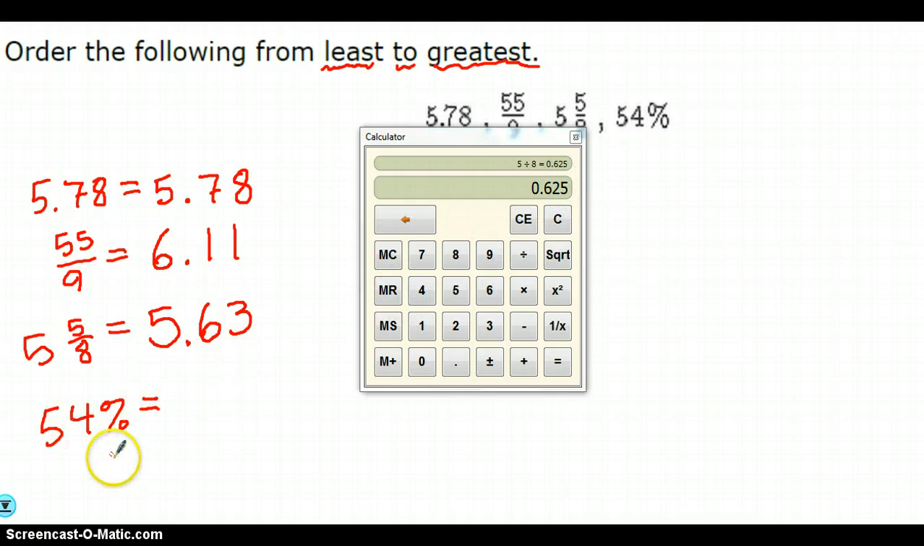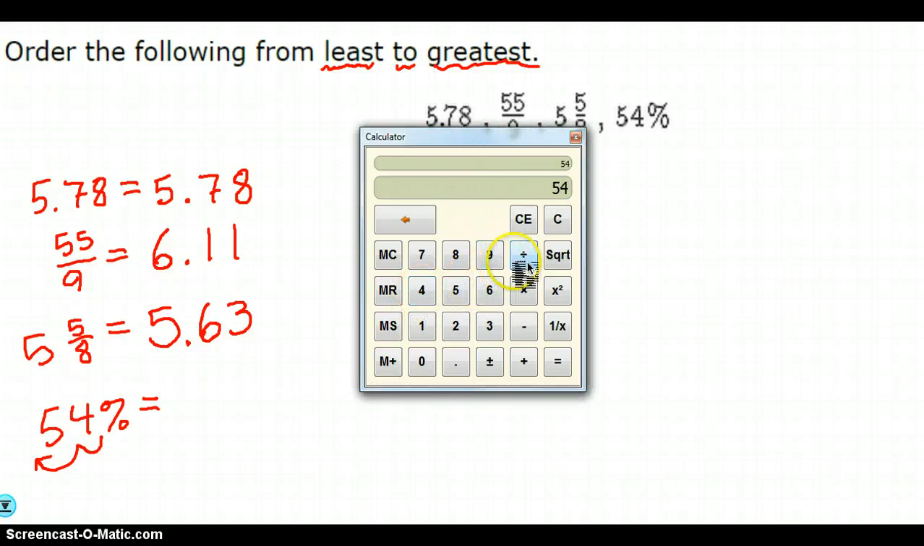Now, with the percentage, we can either do the move the decimal point over 2 places, or we can do the divide by 100, so we'll show both. If I move it over, decimal point would be there, and I have 0.54. Or if I do 54 divided by 100, I'm also going to end up with 0.54.